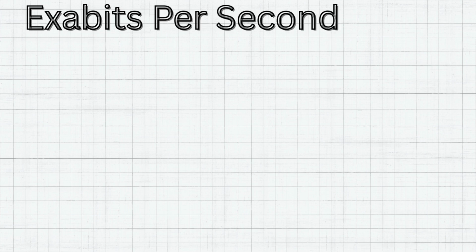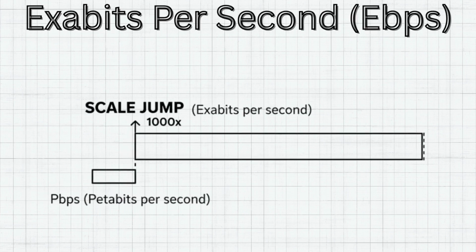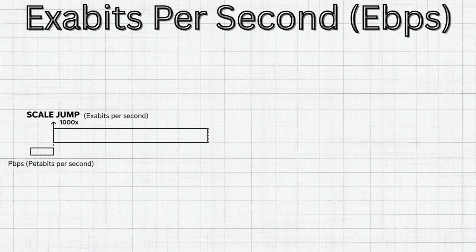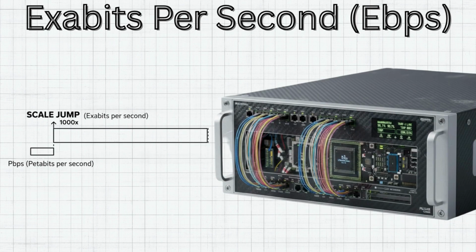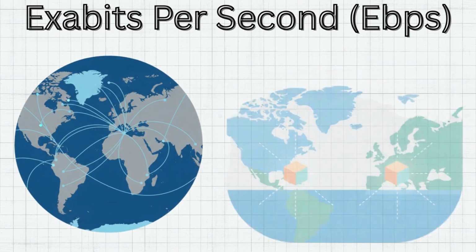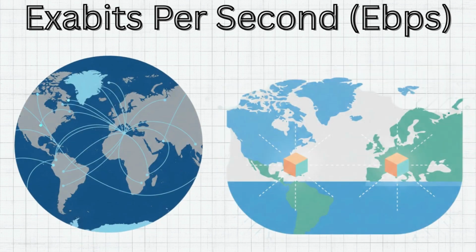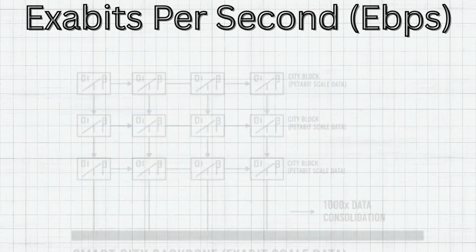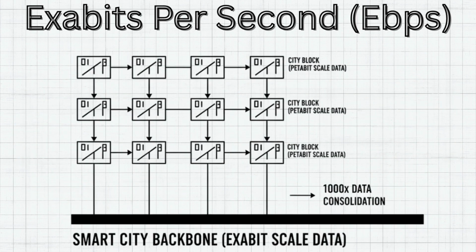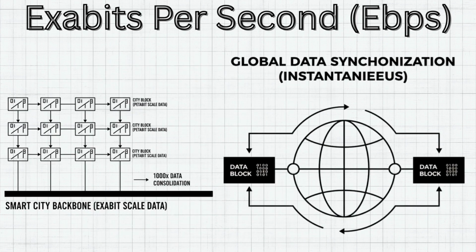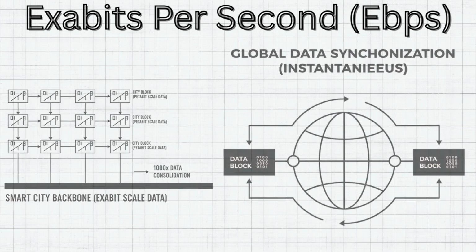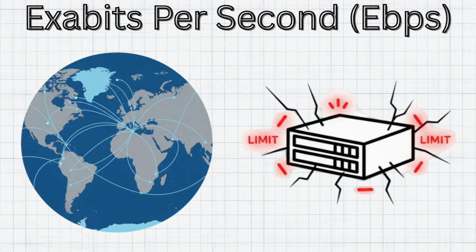Exabits per second, or Ebps, represents 1 quintillion bits transferred every second. While no existing commercial network operates at this level, Ebps is a target for future global systems. These speeds could support fully connected smart cities, planet-scale AI systems, and instant data synchronization across continents. At this point, traditional networking hardware begins to reach its physical limits.